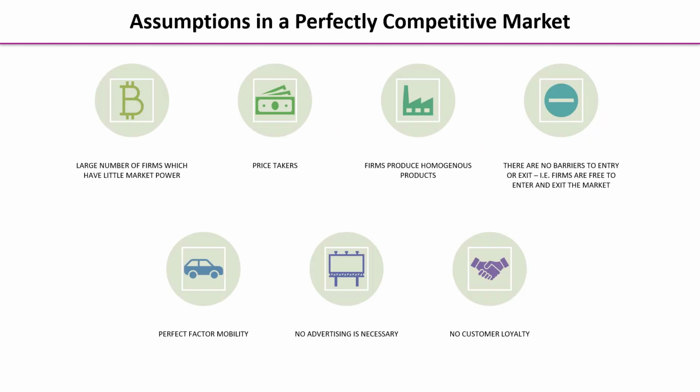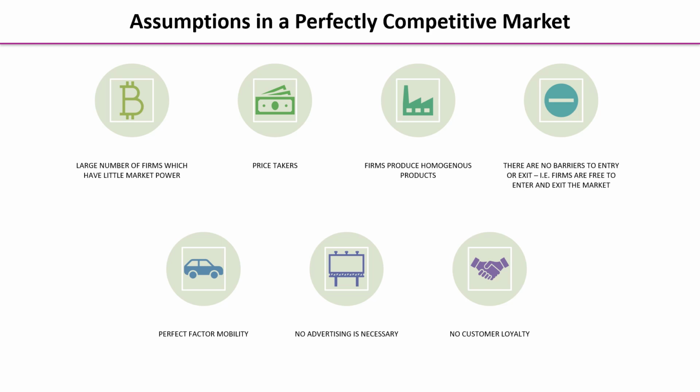So this slide gives us the features or the assumptions in a perfectly competitive market, and you should take note of these because this is what determines the type of market structure that we're talking about. The first point is that there will be a large number of firms, but none of them have any particular market power. They can't influence the market on their own because they only have a very small market share. That means, second point, that they're price takers. They all have to sell at the going rate in the market. They can't sell at a higher price.